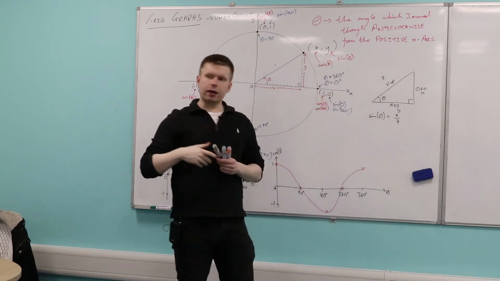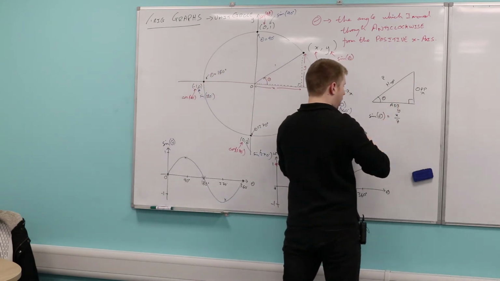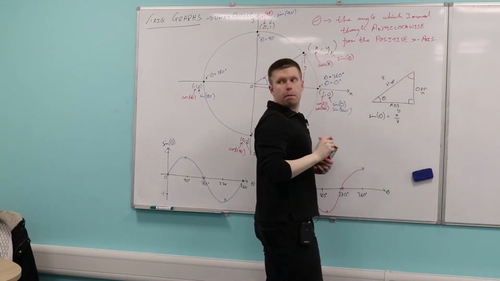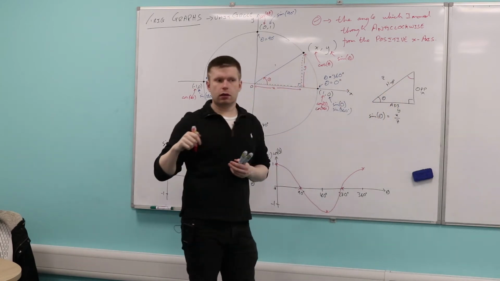But then if I look at it in relation to the other angle, for example, this angle up here, what would this angle be? If I know this angle, say if it was 20 degrees, what would this angle be?